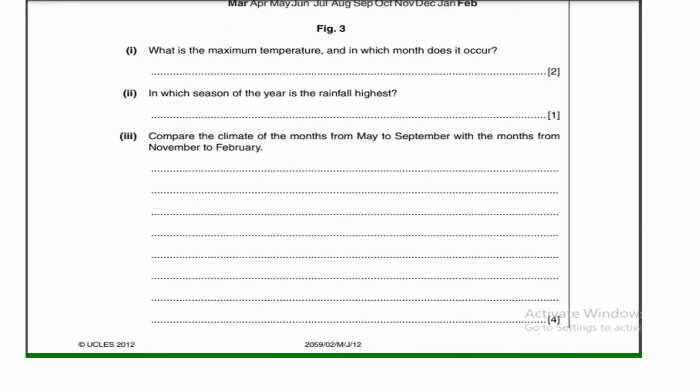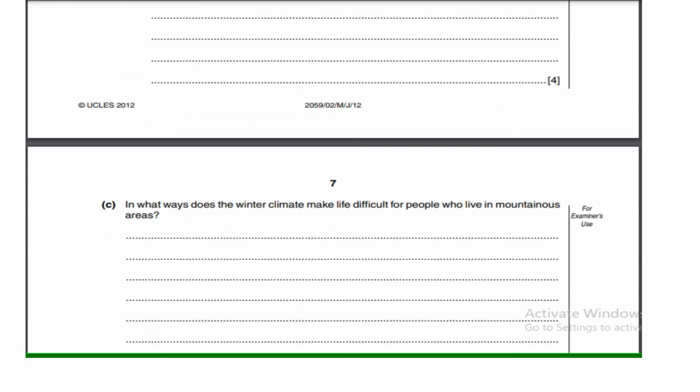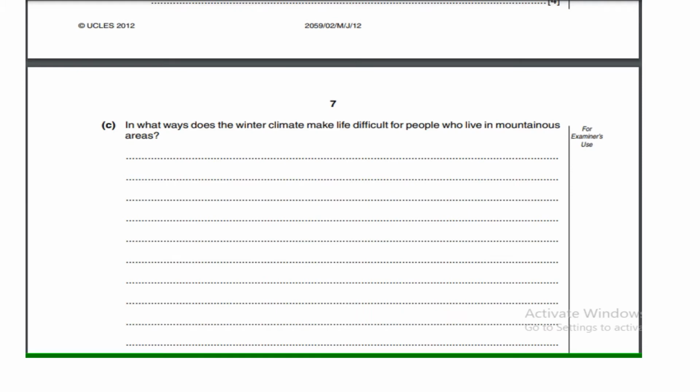Alright, let's have a next question. Have a look at the next question, which is C. In what ways does winter climate make life difficult for people living in the mountainous areas? Now, be very careful. Students are often confused about climate and topography, although they are linked with each other, but these are two different terms. The topography does affect climate, but we are not talking about it here. What you'll be answering is why or how the winter climate makes their life difficult in the mountainous areas.